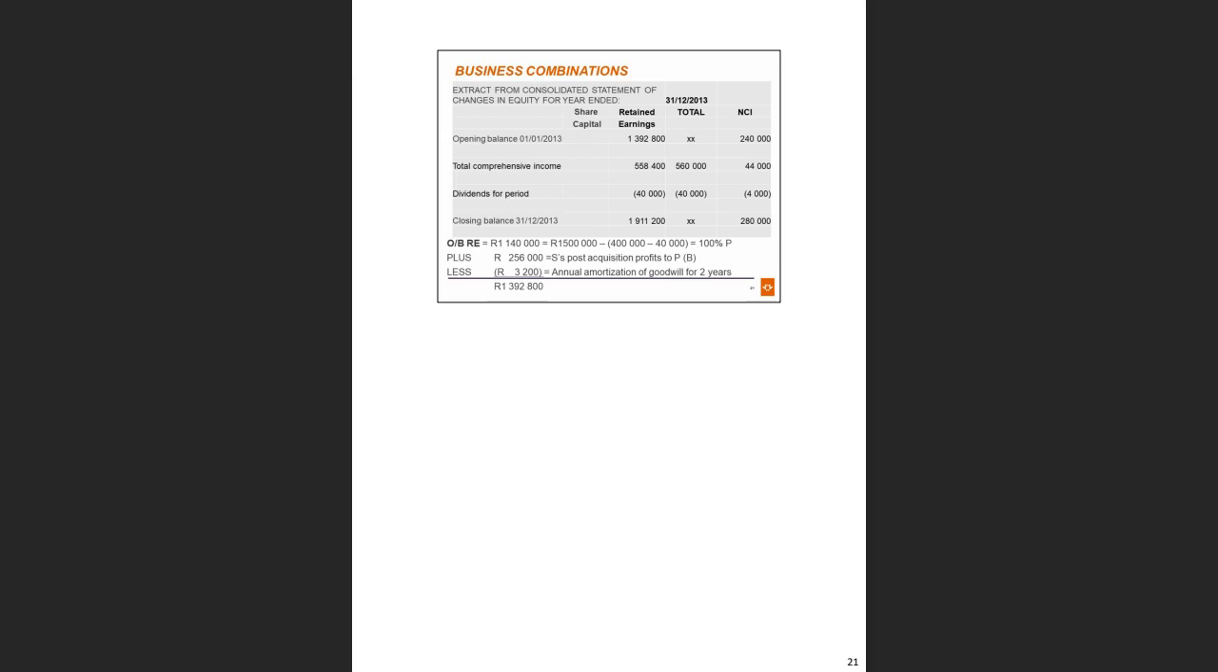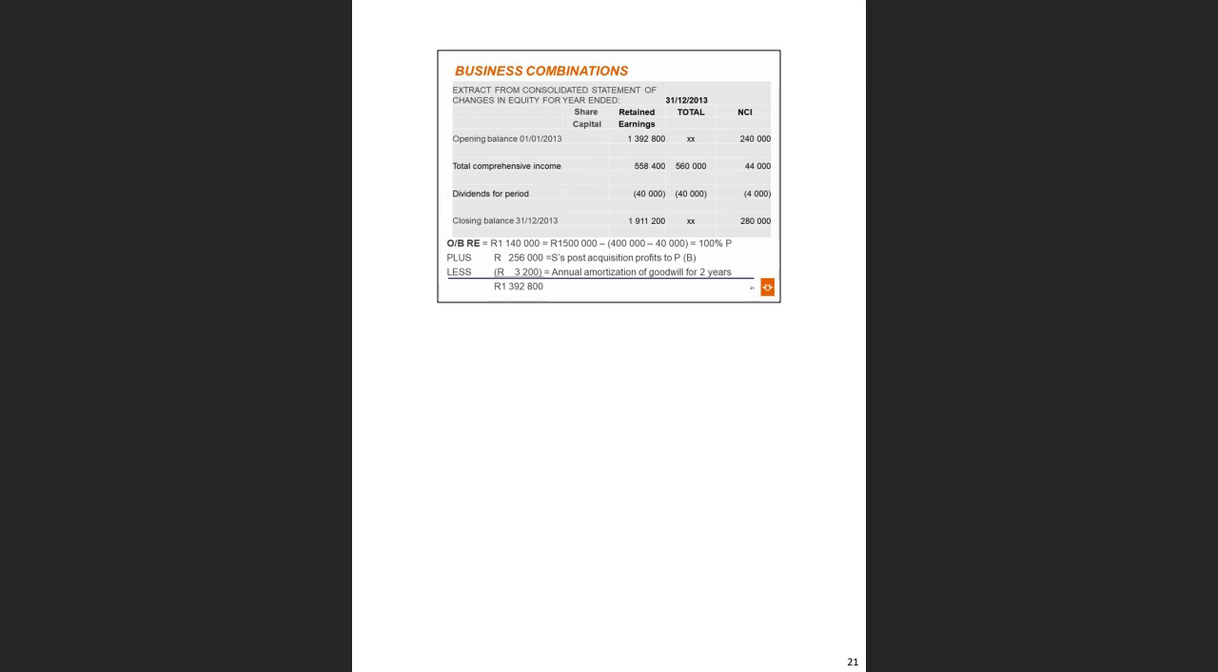So we need to decide what is included in our opening balance of retained earnings. There's a portion of P which represents 100% of P, and then we also need to include S. But remember, we cannot include the total opening balance of retained earnings for S because a portion of this related to the pre-acquisition retained earnings. So S's portion is going to be just the post-acquisition retained earnings, okay?